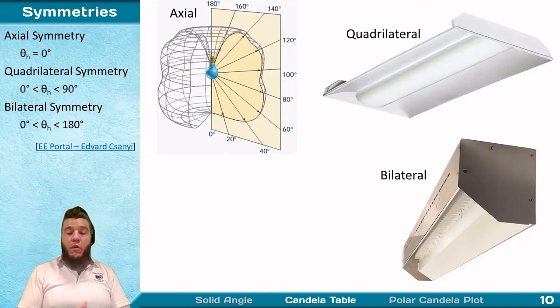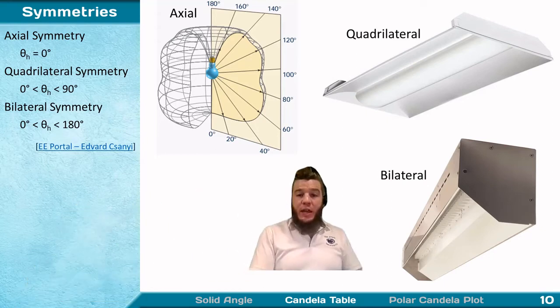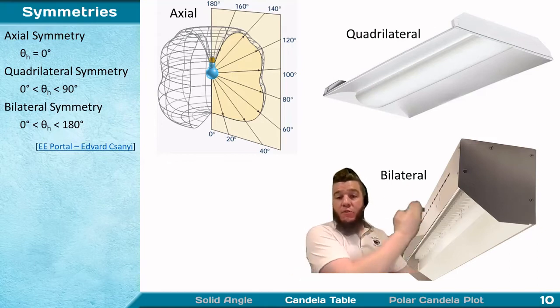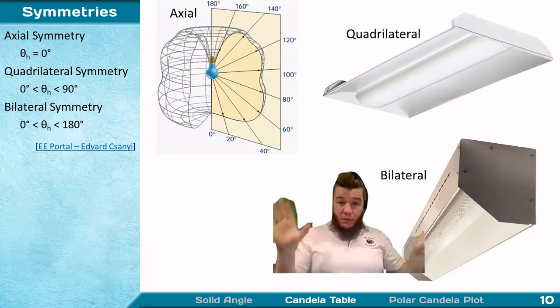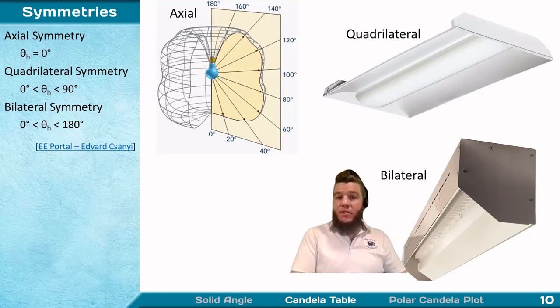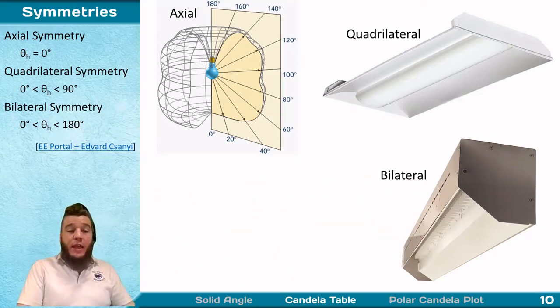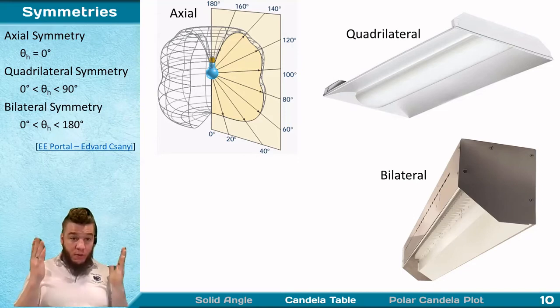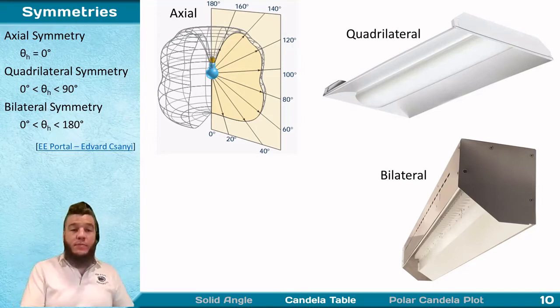And so it's no longer symmetric from front to back, but it is still symmetric from left to right. So we can slice it straight through the center like that, and the left side and the right side will be the same. And so in that case, we have bilateral symmetry, which means that we only need to define the Candela table from 0 to 180.